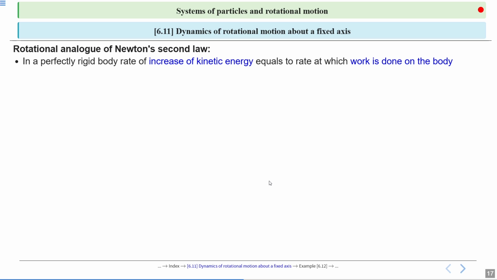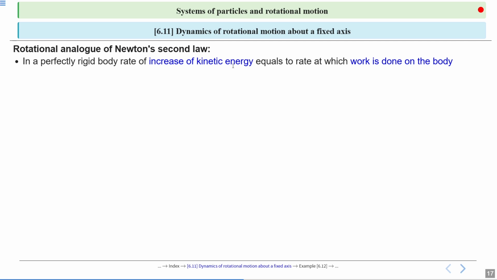Rotational analog of Newton's second law. So in linear motion, or we can say in translational, straight line motion, Newton's second law is force is equal to mass into acceleration. Here F is the net force, m is mass and a is linear acceleration. So that tells us how a net force causes acceleration in a body.